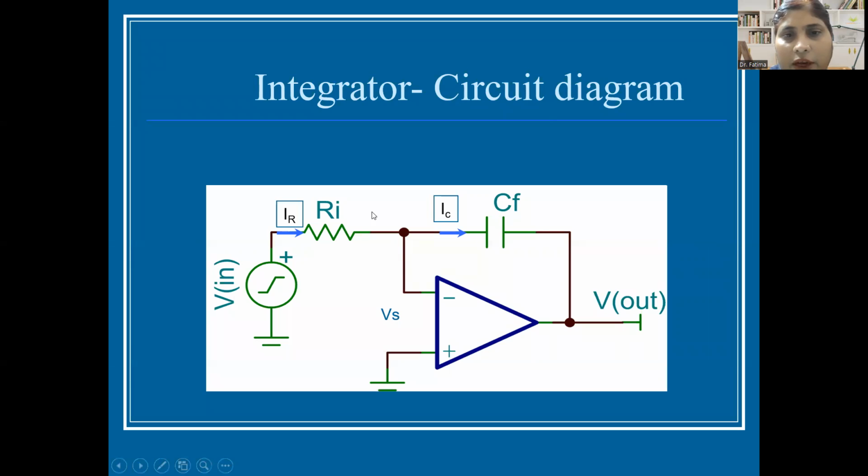This is the circuit diagram of the integrator. Vin is the input voltage given to the integrator. Ri is the resistance. IR is the current flowing through this Ri. CF is the capacitor connected in feedback. IC is the current flowing through the capacitor CF. V out is the output voltage. This is positive and this is negative. The positive terminal is grounded, and on the negative terminal, the input is provided.